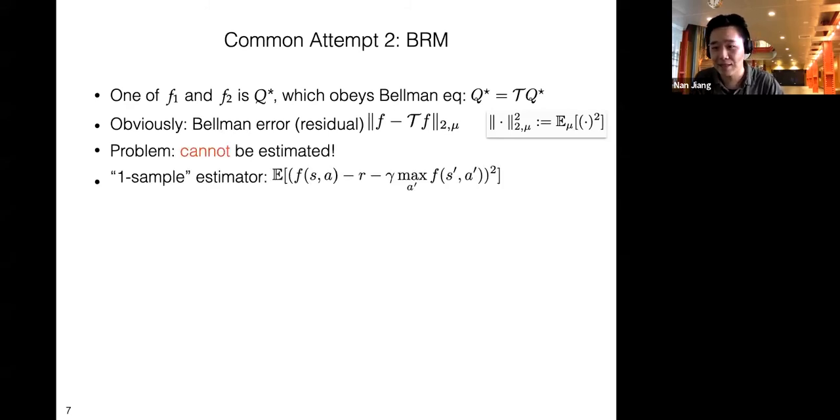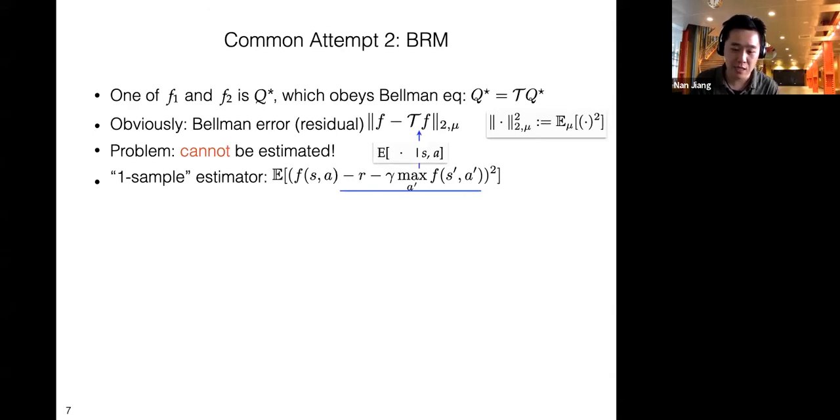So the problem is that this Bellman error is infamously not amenable to statistical estimation. And this is one of the most infamous problems in maybe value-based RL, and has been discussed in depth in the new edition of the Sutton and Barto book.